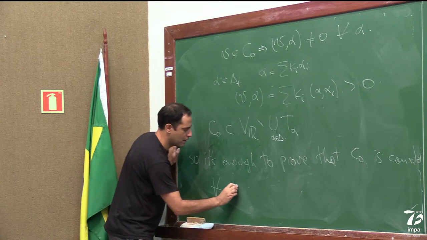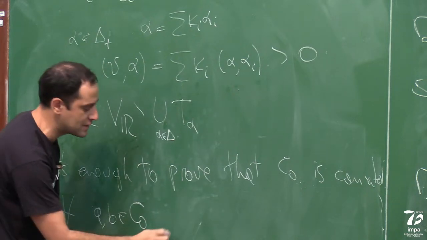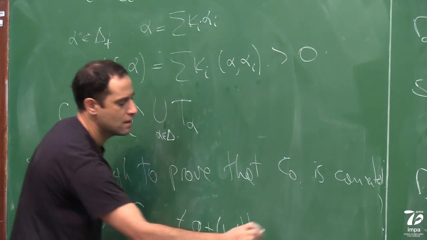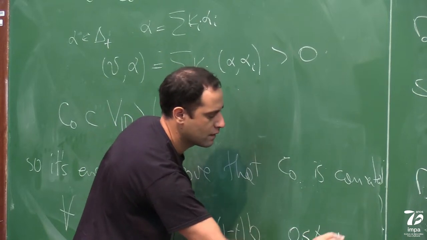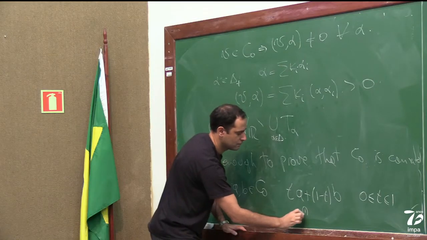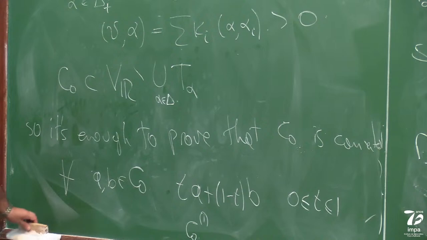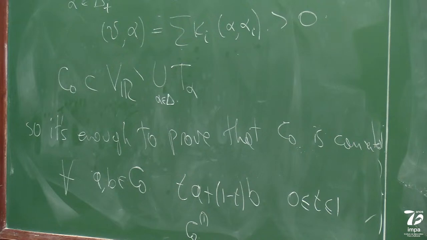So for any A and B in C naught, the whole segment, t A plus (1 minus t) B, for t between 0 and 1, is in C naught. And that's a trivial exercise. Just take the inner product with alpha_i for each alpha_i and check that that thing is positive. So it's connected by intervals, therefore C naught is connected, and therefore C naught is a chamber.